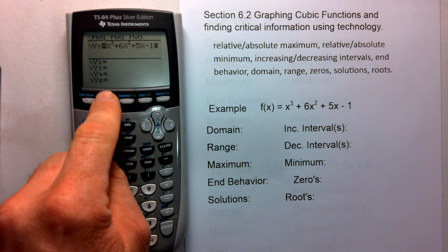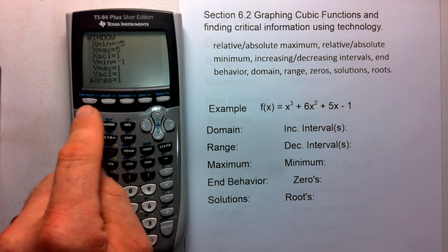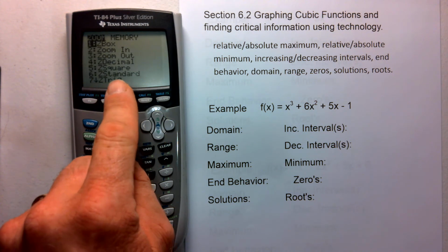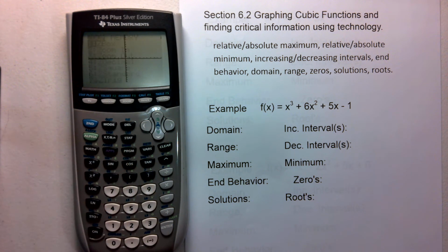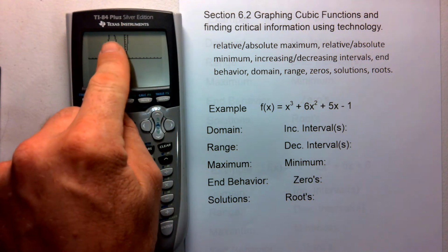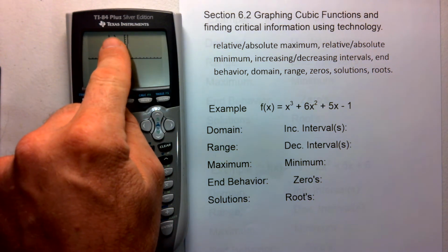I'm going to go ahead and change my window to make sure that it is set on a normal window. What you can do is hit zoom, and you can do a standard window with number 6. And that'll give us a graph of what we have here. Notice this graph comes up, and it comes down, and it comes back up. We can't see a whole lot of that graph up here.